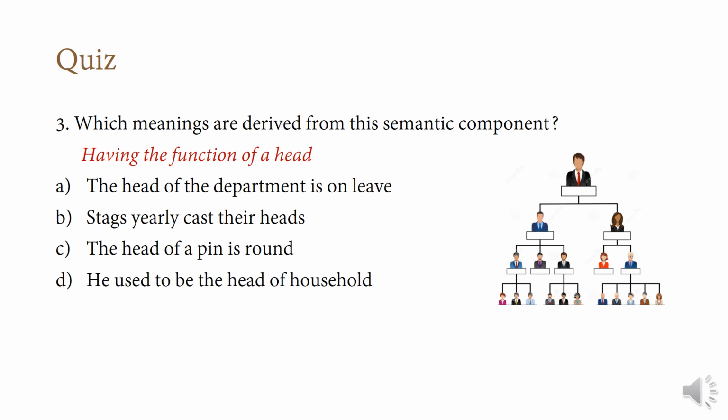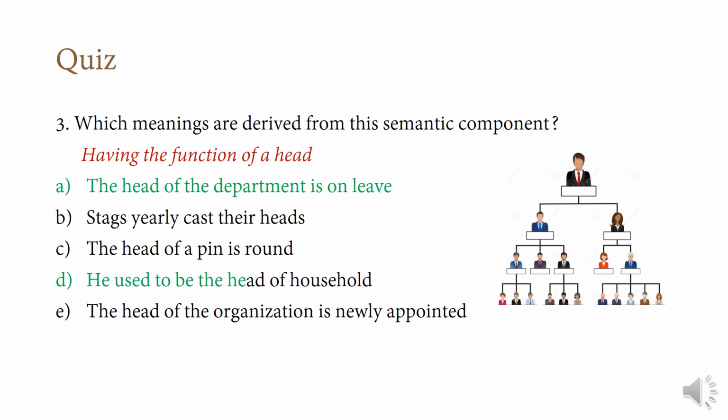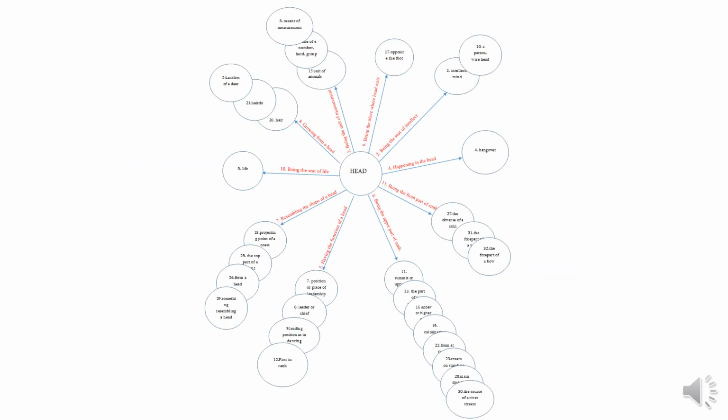The head of a pin is round. He used to be the head of the household. The head of the organization is newly appointed. And these meanings are derived from the semantic component having the function of a head, right? So in the first one, the head of the department, the head is like the one who manages the department. The second one, he used to be the head of the household, like he was the one who managed the things around the house. And the head of the organization, the one who is running the organization.